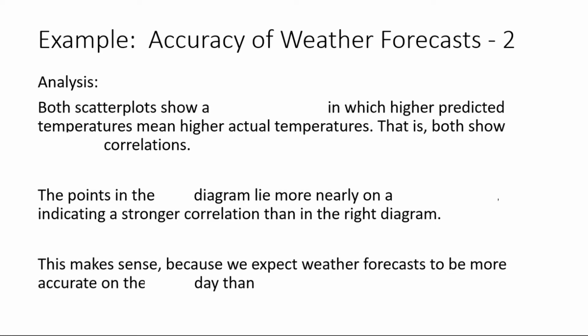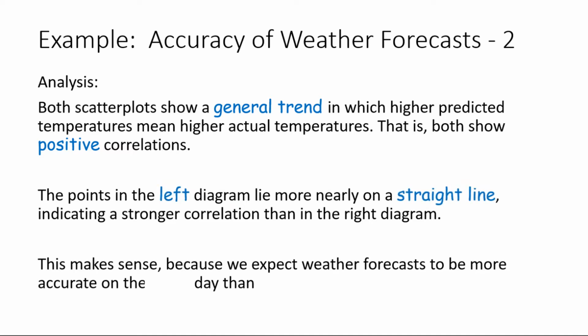Analysis. Both scatter plots show a general trend in which higher predicted temperatures mean higher actual temperatures. That is, both show positive correlations. The points in the left diagram lie more nearly on a straight line, indicating a stronger correlation than in the right diagram. This ought to make sense because we expect weather forecasts to be more accurate on the same day than 3 days in advance.